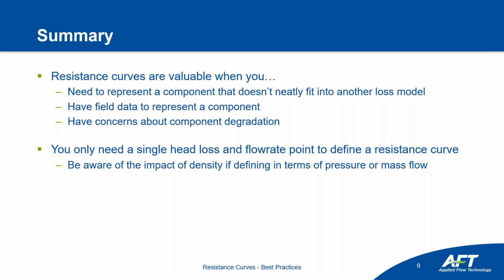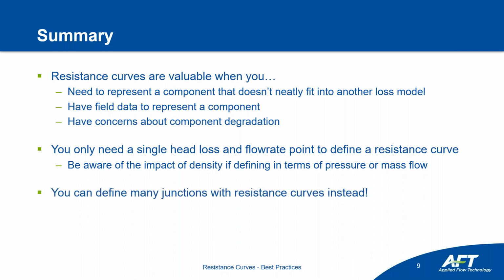And then again, you want to be aware of the impact of density if you are defining in terms of pressure or mass flow rate, using that reference density to correct for it and get it to a head loss and flow rate relationship instead. We saw that you can define many junctions with resistance curves instead. So if you don't know orifice areas or valve CVs, again, if you have the ability to take a measurement and you trust that that measurement is accurate, that should be more representative in your model of what the system is going to do and how that component is going to respond once you start changing other variables in your system.